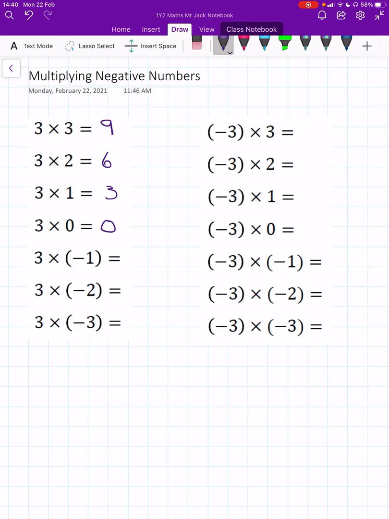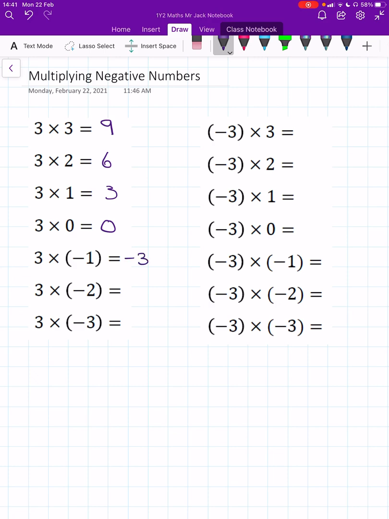Now let's have a look at this next one. This next one is 3 times negative 1, isn't it? We're looking at 3 multiplied by negative 1. Now we've already said that 3 multiplied by 1 is 3, so it couldn't possibly be the case that 3 times negative 1 would also be 3. That just doesn't make any sense, does it? It's got to be different in some way. So how can it possibly be different? Well, it could be a negative 3, couldn't it? And I bet some of you are thinking that. It's going to be negative 3.